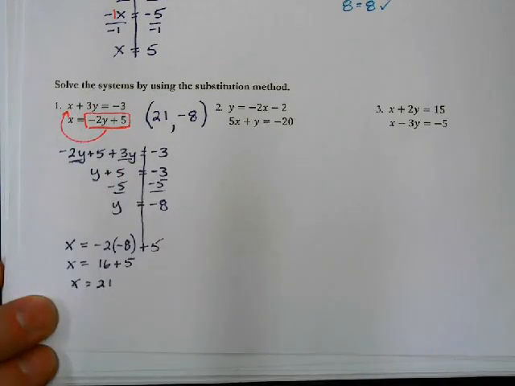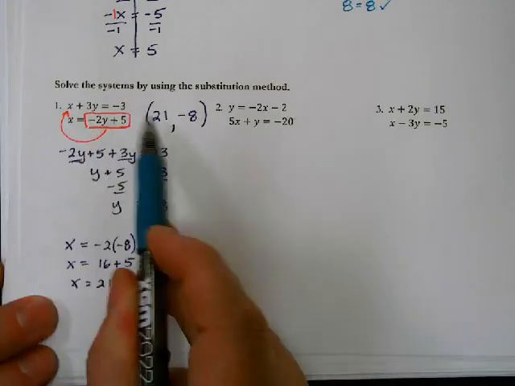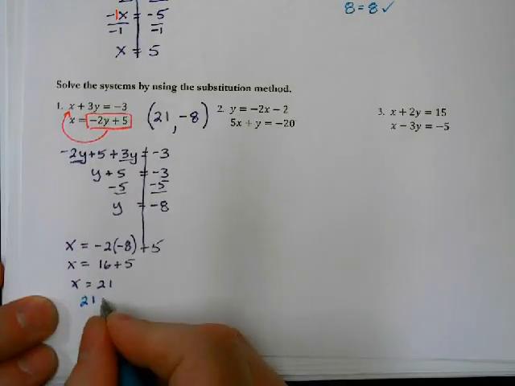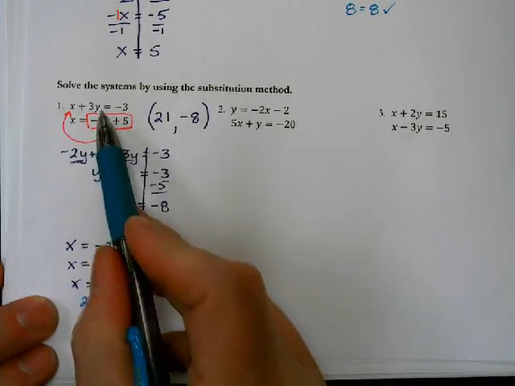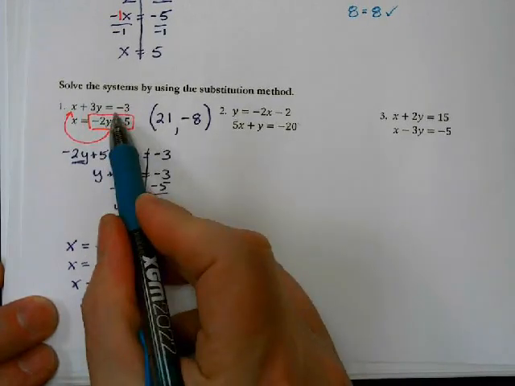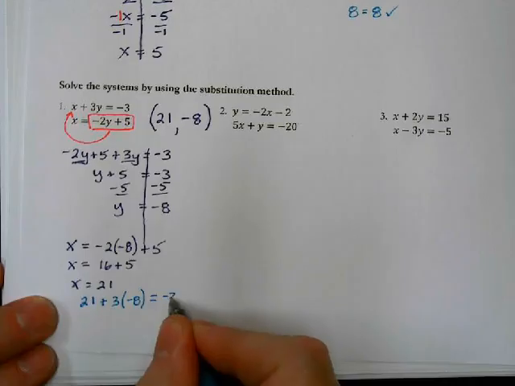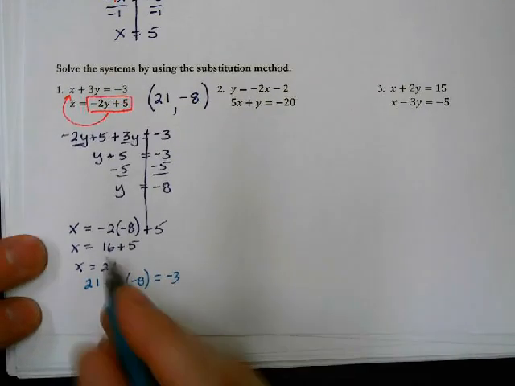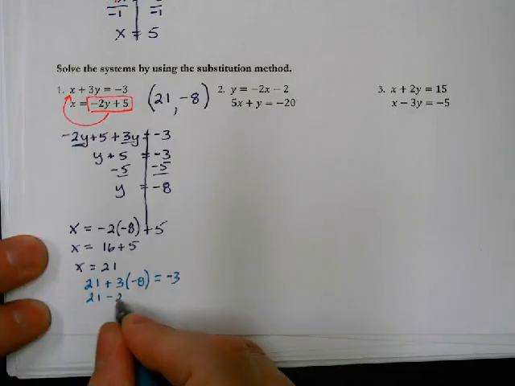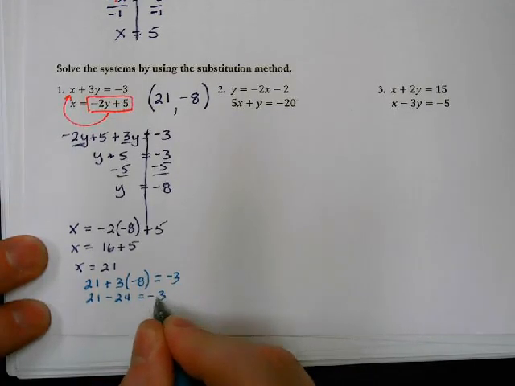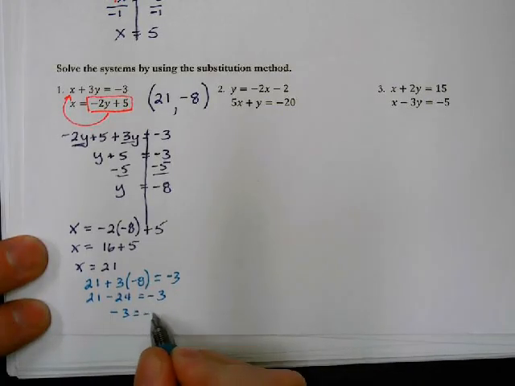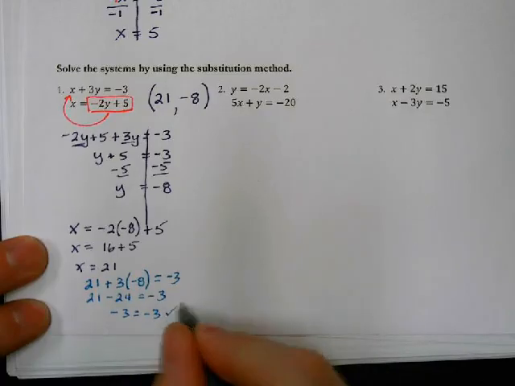Instead of x, let's plug in 21, plus 3, instead of y, let's plug in negative 8, equals negative 3. All right, so we've got 21 minus 3 times the negative 8, that's negative 24. 21 minus 24 is negative 3. Aha! Negative 3 does equal negative 3. I now know that this was my answer.